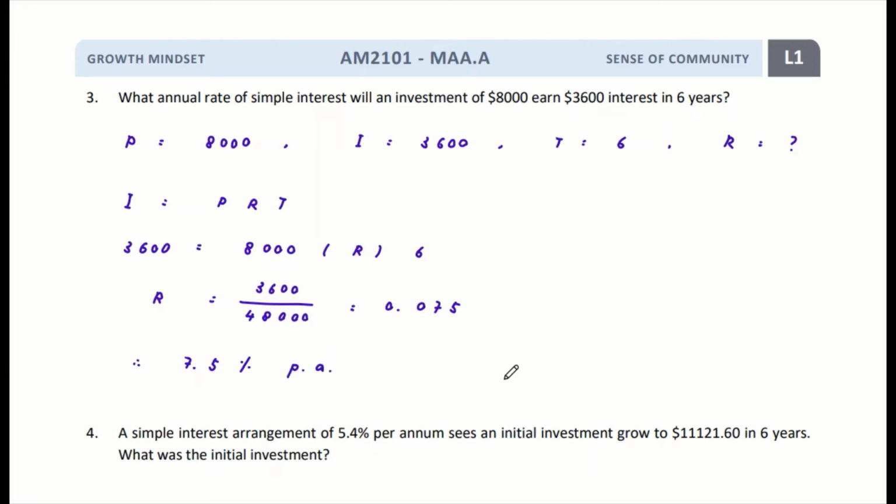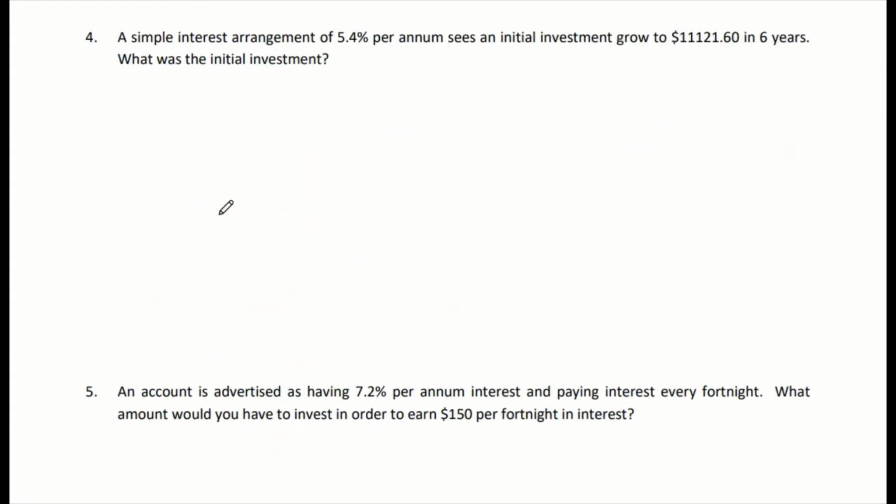I hope that you get what we are doing here. So question 4. A simple interest arrangement of 5.4% per annum sees an initial investment grow to 11,121.60 in 6 years. What was the initial investment? The same thing, it will be easier if we shift all the information into denotation in maths. We are given the interest rate per annum, so our R here will be equal to 5.4 divided by 100. Remember, our R is always in decimal, so we have 0.054.